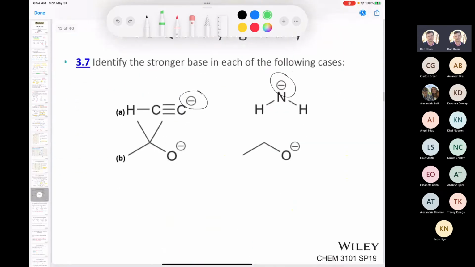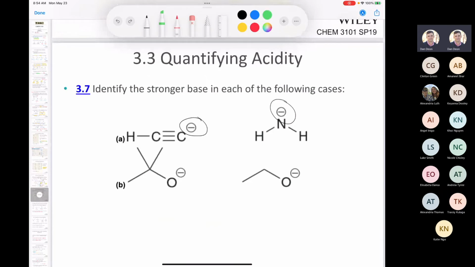Therefore, what we can do with both of these ions is draw their conjugate acids. How would you do that? You add a proton. If you add H plus to this carbon, you end up with this molecule, an alkyne, and if you add H plus here, you end up with NH3. What were the relative pKa's? The pKa of this proton on an sp hybridized carbon. Can anybody tell me what the pKa of this proton that I have circled in red is? It's on the table, I swear.